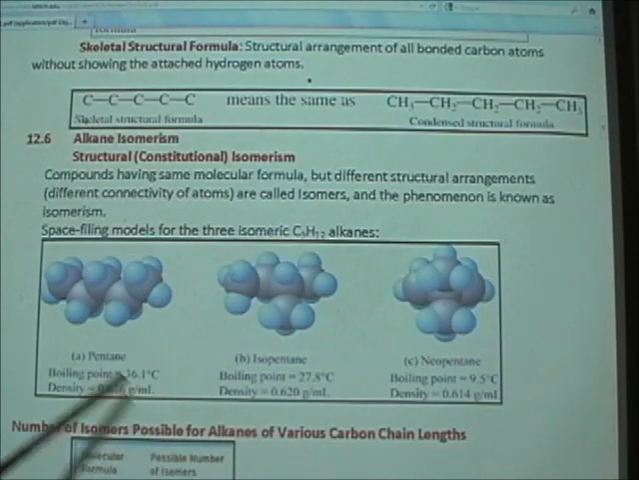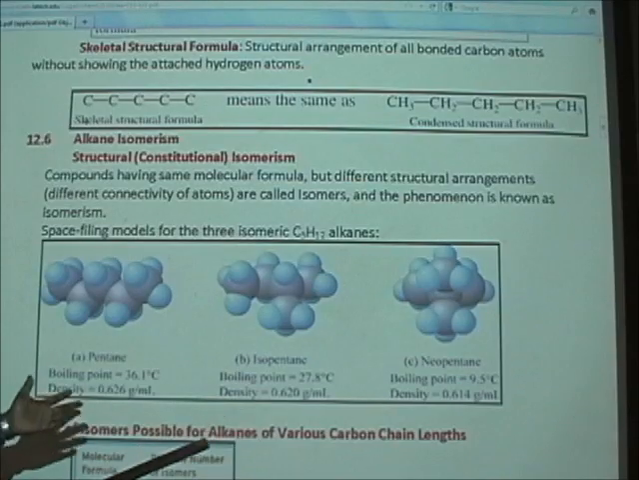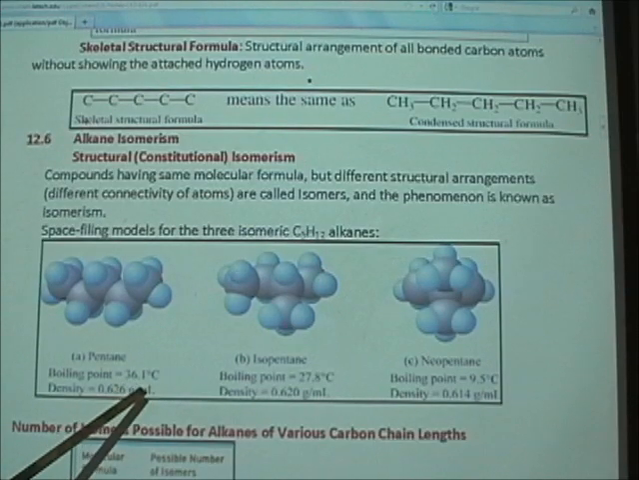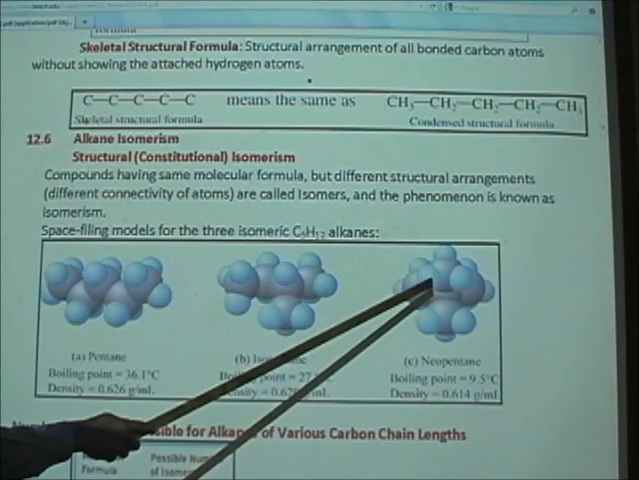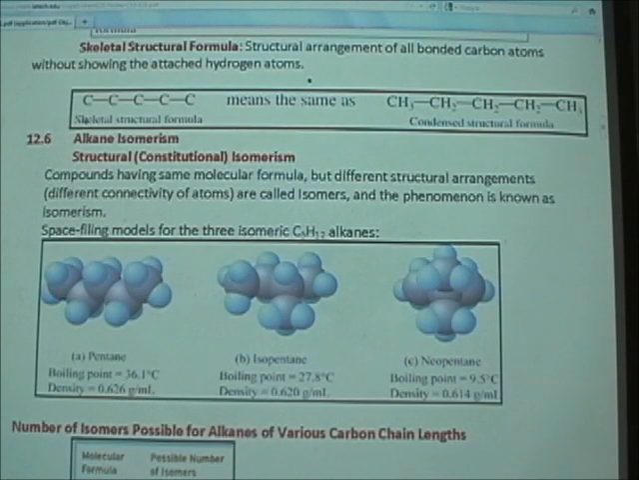Now, if you look at this, they all have the formula C5H12. Therefore, these are isomers. Specifically, they are constitutional isomers. They have different properties. If you look at this, pentane boils at 36.1 Celsius. Isopentane boils at 27.8. And neopentane, the one with the tertiary carbon atom in the center, boils at 9.5 Celsius. Now, what is the trend here? As the branching increases in a particular alkane, boiling point decreases.